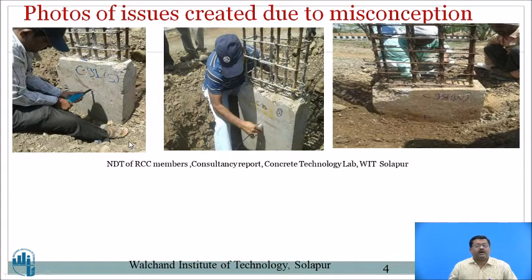Whatever I was discussing, the problems faced, if you observe the corners of these columns which are at the plinth level, the corners are damaged, the edges are damaged. If you observe this corner of the column, it is damaged. And if it is damaging at this level, what will happen over the entire life of the structure? This is one of the non-destructive testings of RCC members I have carried out at some site, and this is from my consultancy report, which was carried out in my laboratory.